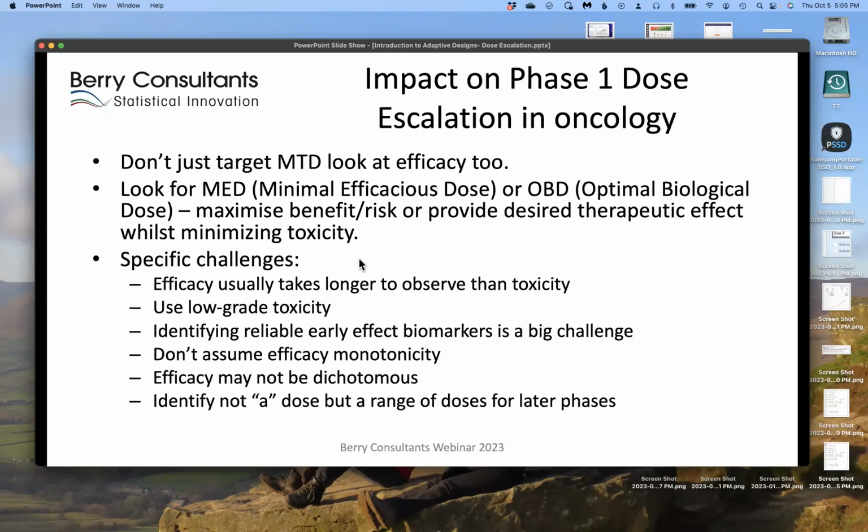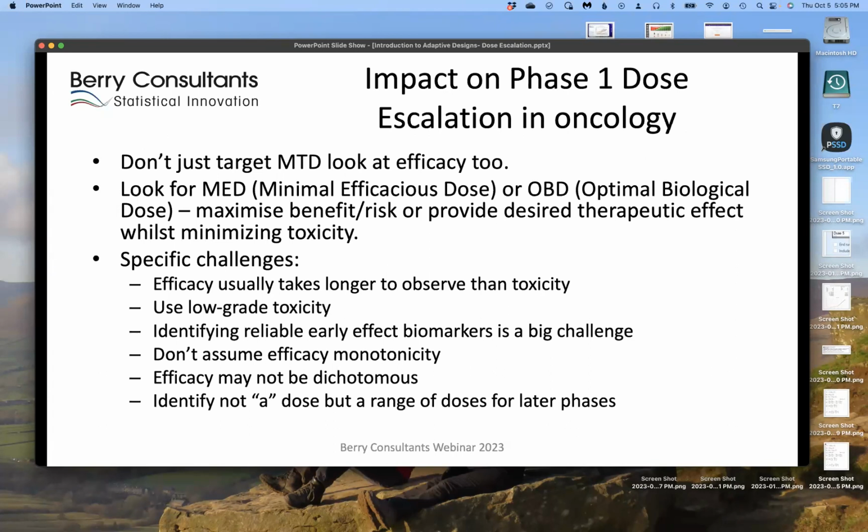And there's some specific challenges. And I don't think there's been a couple of papers of suggested designs. There were some at the ASA Biostats last week, and they're still not meeting all the issues that the FDA are identifying, which include that one of the complications is that the efficacy endpoint is usually observed later than the toxicity endpoint.